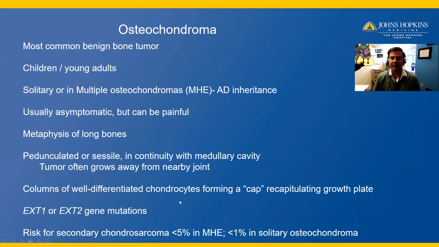Osteochondromas harbor EXT1 or EXT2 gene mutations, and the risk of secondary chondrosarcoma is less than 5% in patients with multiple hereditary exostoses, meaning more than one osteochondroma, and it is less than 1% in solitary osteochondromas.